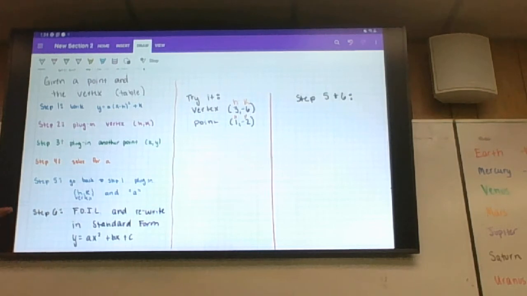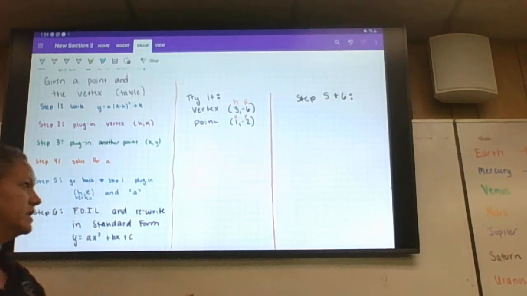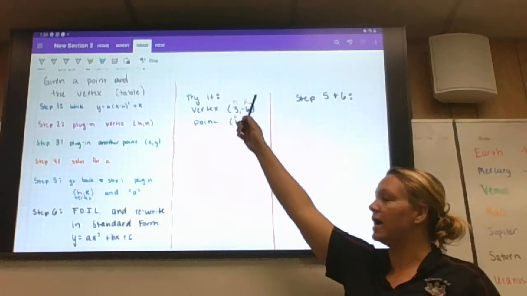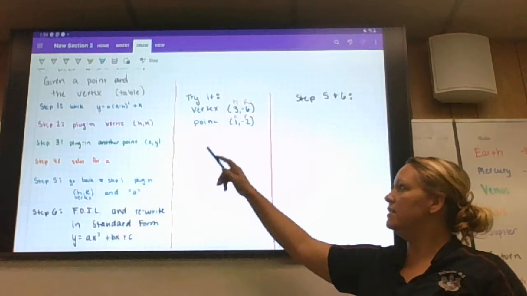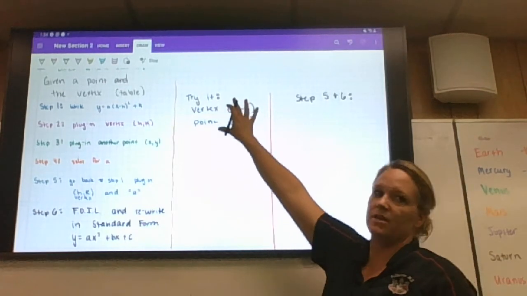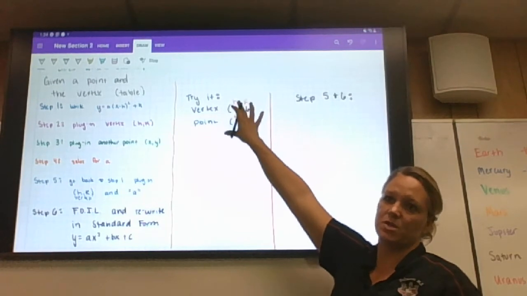So where it says try it, this is all the information you'll be provided. You'll be provided the vertex, which goes in the HK spot. You have to know that. And then one other point, and that goes in the XY spot. So this is it. You're trying it with this information here.